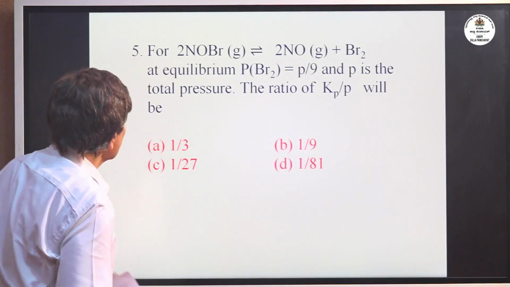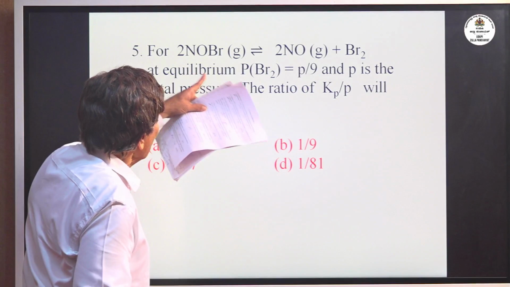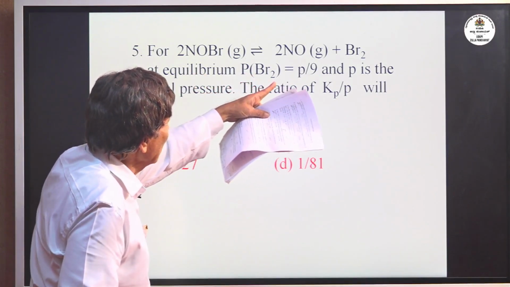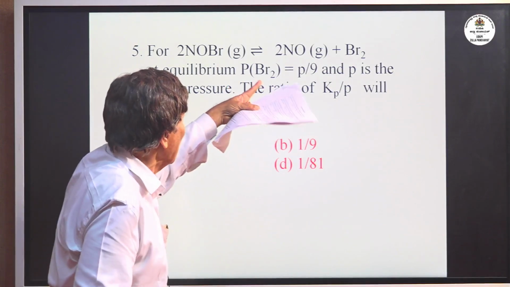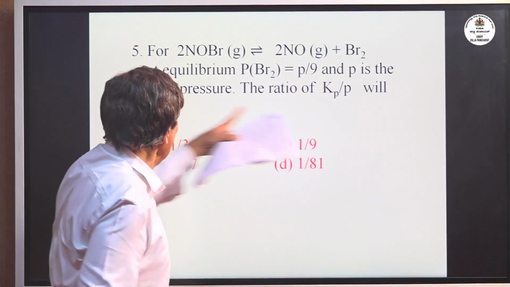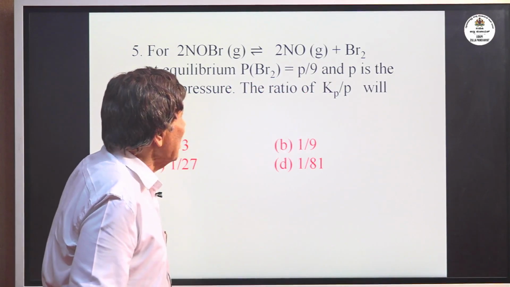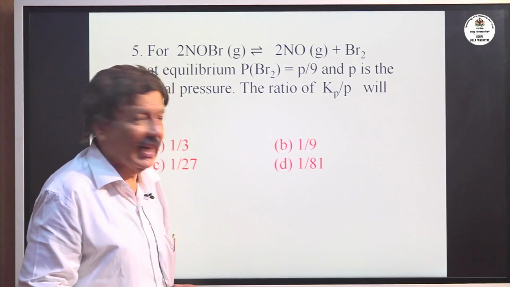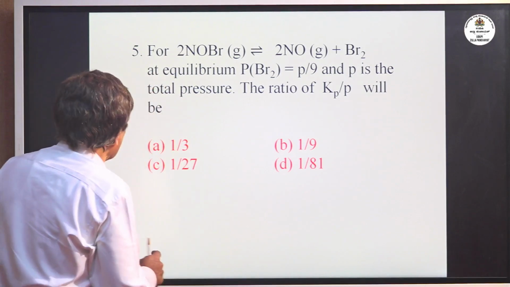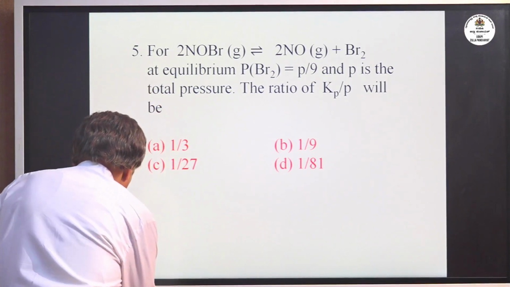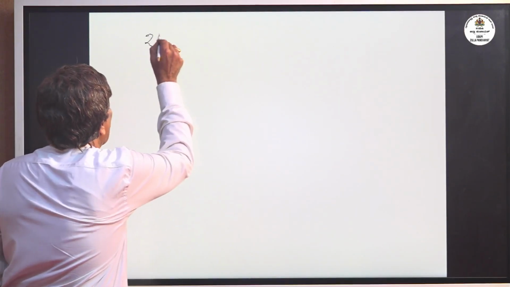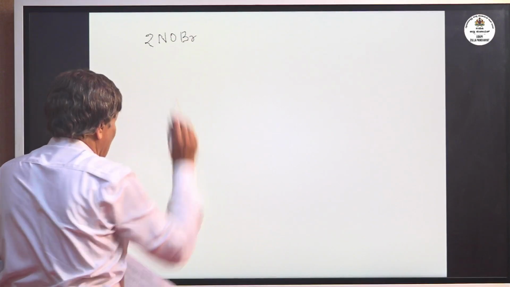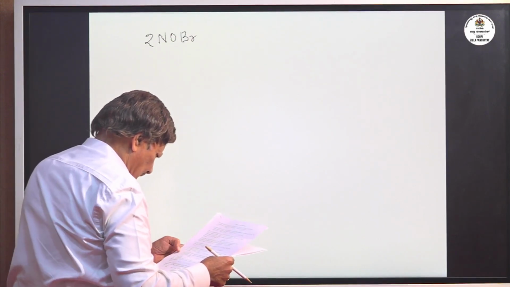Next one. For 2NOBr giving 2NO plus Br2, at equilibrium the partial pressure of Br2 is P by 9, where P is the total pressure. We need the ratio of Kp by P. So let me write the equation again: 2NOBr.